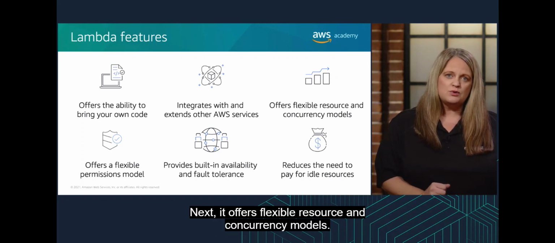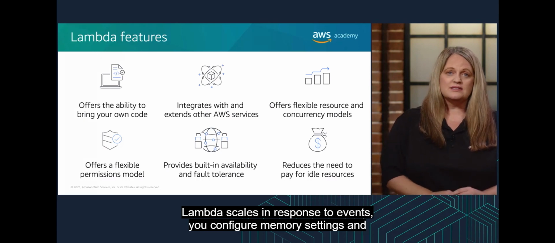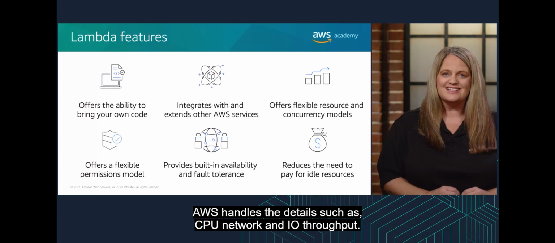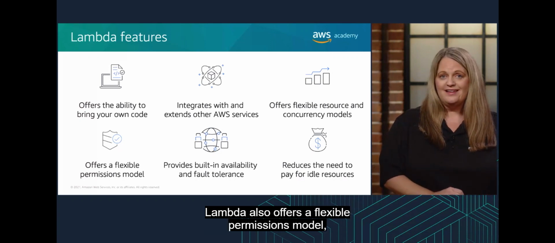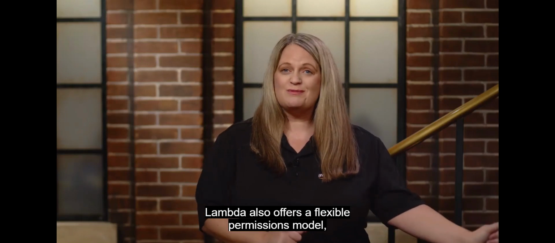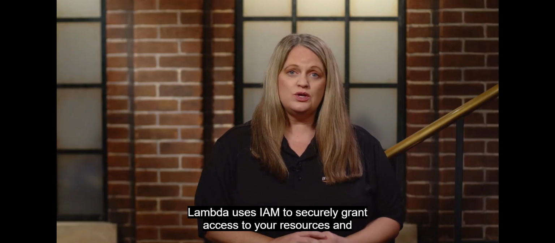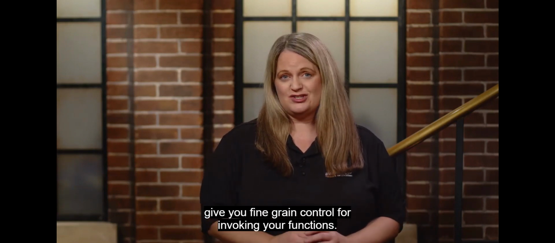Next, it offers flexible resource and concurrency models. Lambda scales in response to events. You configure memory settings, and AWS handles the details, such as CPU, network, and I/O throughput. Lambda also offers a flexible permissions model. Lambda uses IAM to securely grant access to your resources and give you fine-grained control for invoking your functions.